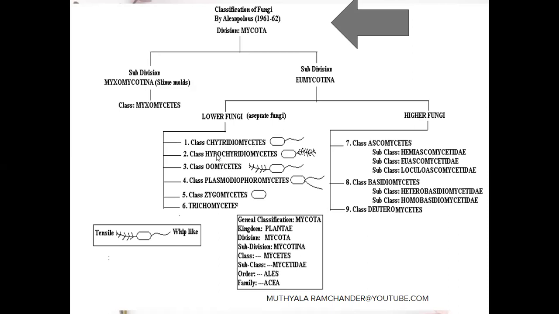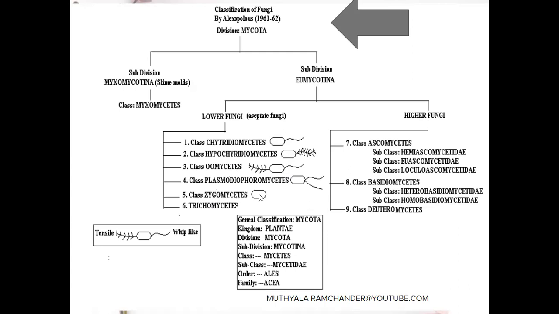The spores containing flagella come from these 4 classes: Chytridiomycetes, Hypochytridiomycetes, Oomycetes, Plasmodiophoromycetes. So these 4 classes produce flagellated spores, and are also called Mastigomycotina. And the 5th class is Zygomycetes.